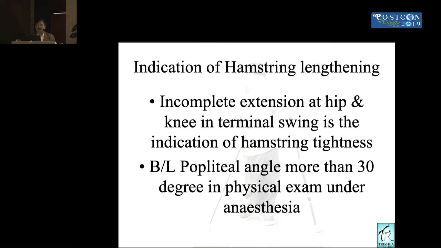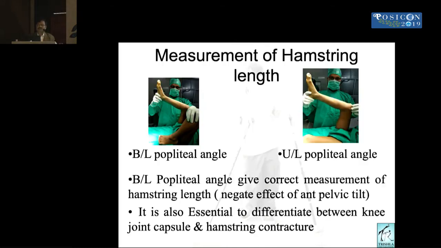In the hamstring, incomplete extension at the hip and knee in terminal swing is the indication of hamstring tightness, and it should be tested in the gait analysis. In physical examination, the bilateral popliteal angle is very, very important. A single-sided popliteal angle can give false results. A bilateral popliteal angle of more than 30 degrees in fascial exam under anesthesia is the right indication of hamstring shortness. There are two tests, bilateral popliteal angle and unilateral popliteal angle.